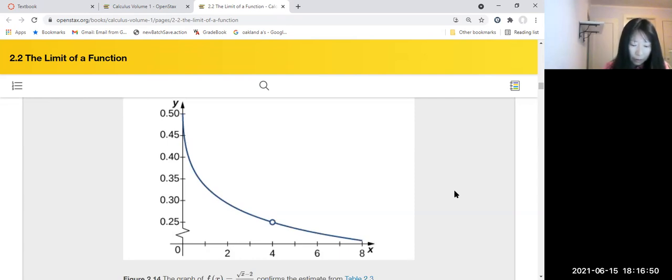So from the left, the function value approaches 0.25, right? And from the right, when x approaches 4, the function also approaches 0.25. So there is a hole, not an exact number, at 0.25. Okay.